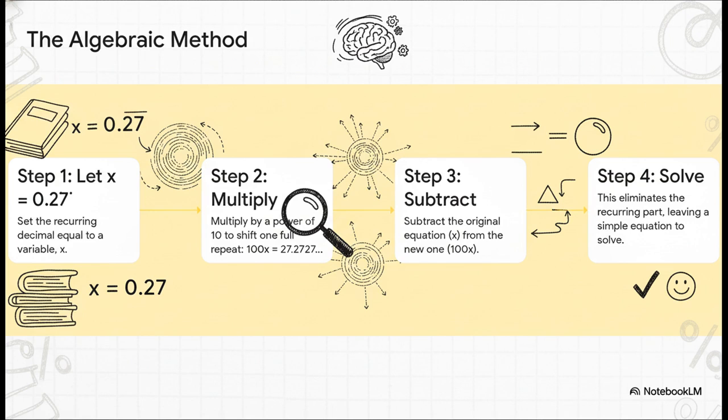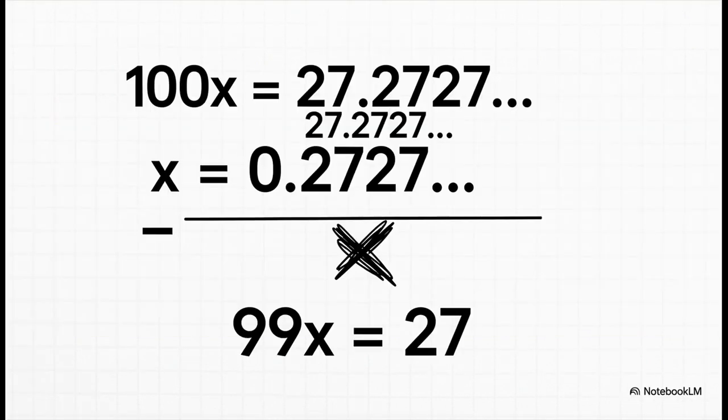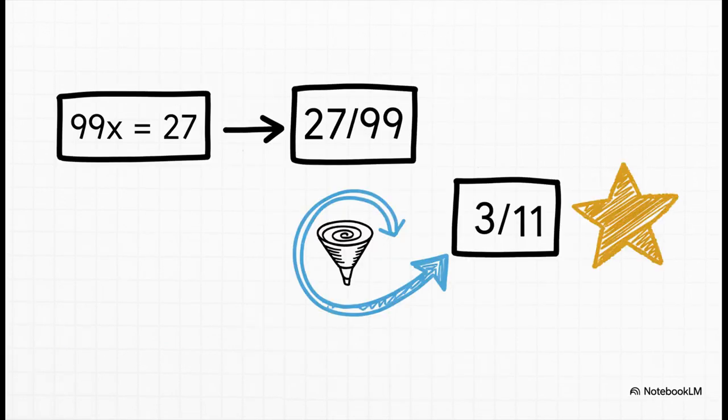You just subtract the original equation from the new one. And would you look at that? By subtracting, it's like we've made that infinite, messy, recurring part just disappear. It completely cancels out, and you're left with a nice, simple equation that's super easy to solve. Now for the final bit.